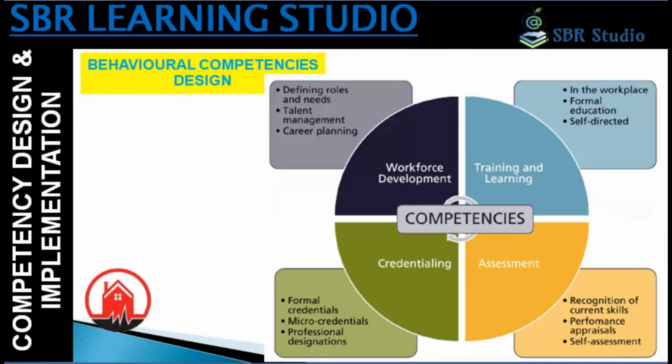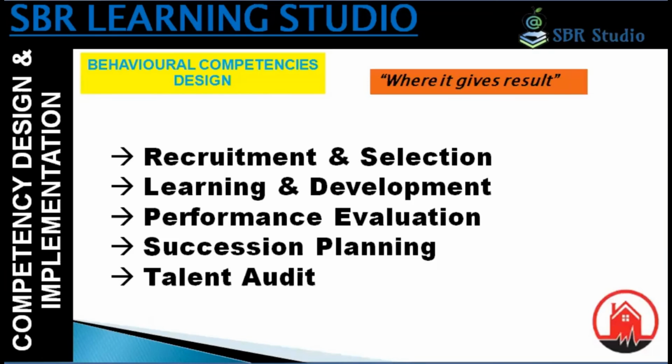This will be utilized for succession planning, because you have identified an ideal image. When you have identified the ideal image, those who are close to or far from this expected image, they are your high performance employees, and they can be your future leader or the successor for your organization. Then you can also utilize this model for credentials, micro credentials, professional designations. And furthermore, it will be utilized in 5 different functions: recruitment and selection, learning and development, performance evaluation, succession planning, and talent audit.